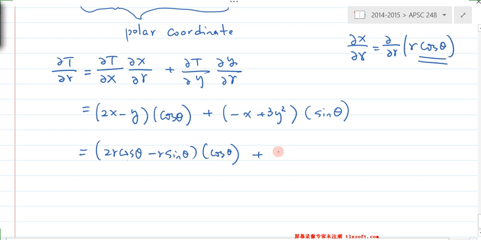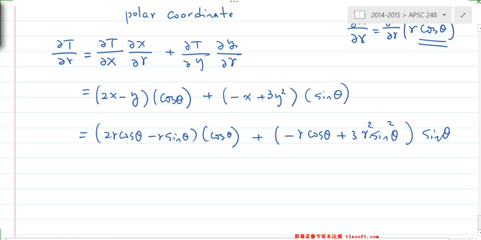Okay, so plus negative r cos theta plus 2r squared sine theta squared and then sine theta. So in the end, you should expand everything out and look at whether there's anything you can do to simplify it. During exam settings, if it's too busy, that's okay. Just leave it as it is. That's fine. Was that clear?